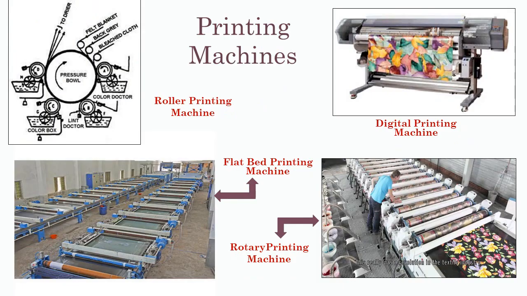Dear friends, these are the printing machines. At left top you can observe roller printing machine. At left bottom you can observe flatbed printing machine. Bottom right is the rotary printing machine, and top right is the digital printing machine. These are the machines which we normally use for printing of textile substrate. But roller printing machine is not widely used. Out of these, flatbed, rotary and digital printing are being used widely.